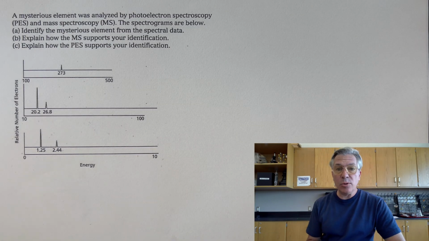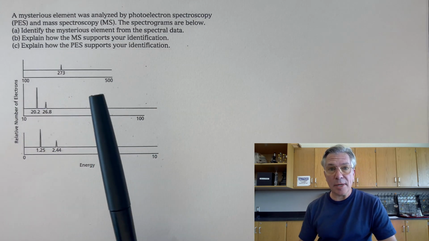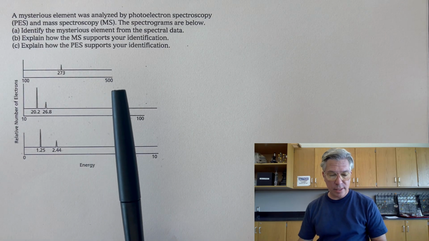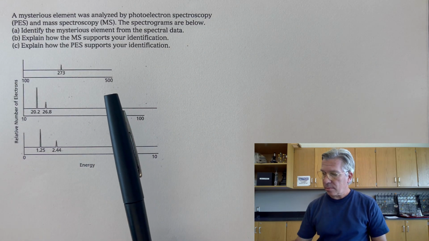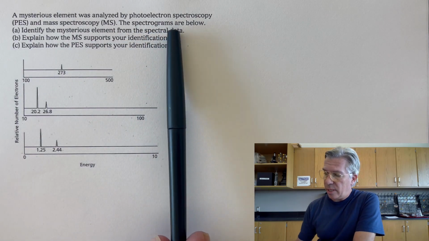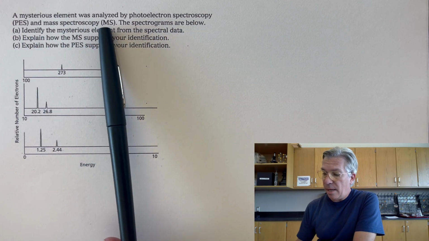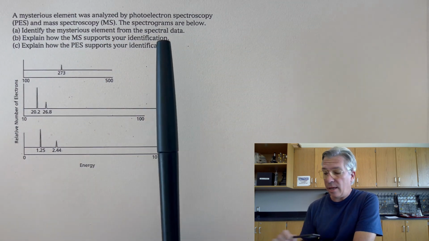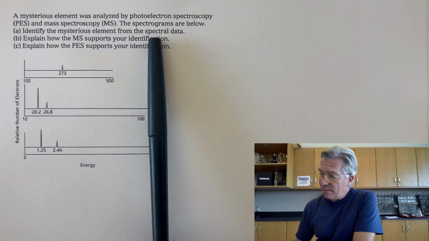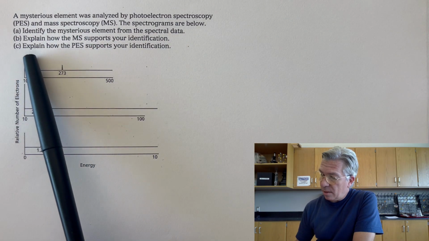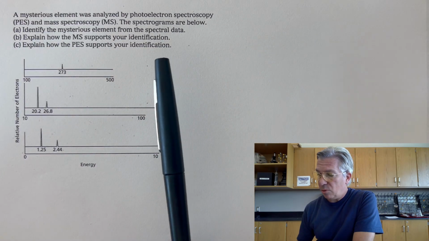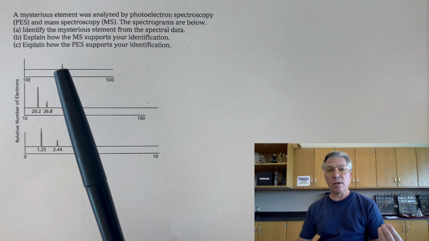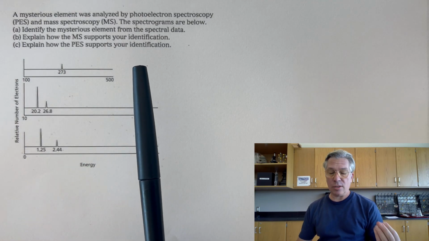And now let's take a look at a few questions involving photoelectron spectra. We'll include a couple of pause-the-video moments as well, so feel free to pause when we get there. We'll start with this one. A mysterious element was analyzed by photoelectron spectroscopy, PES, and mass spectrometry, MS. I took the mass spectrometry out of this one because we covered that in a previous video. Identify the mysterious element from the spectral data, and for letter C, explain how the PES supports your identification. This would be like a free response question, where you have to come up with your justification.